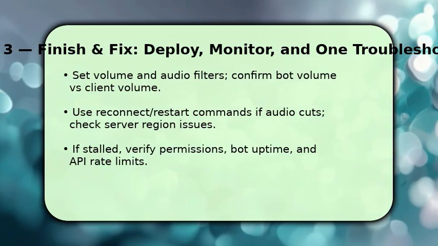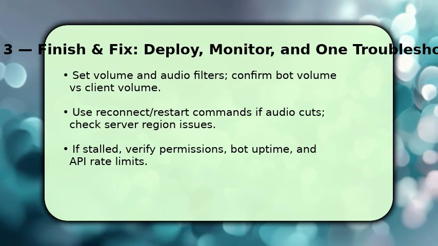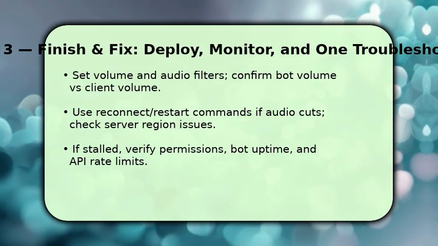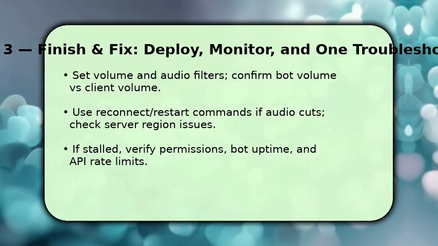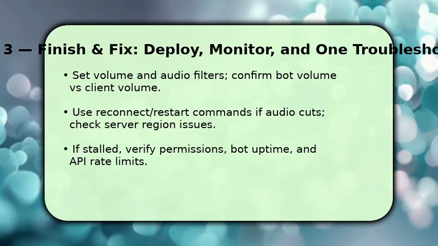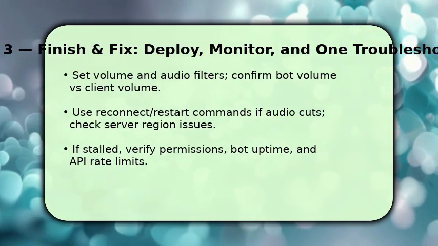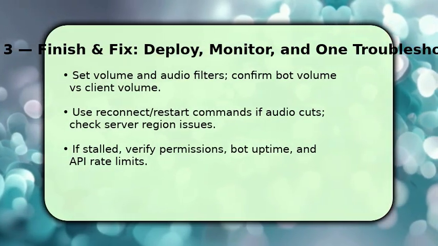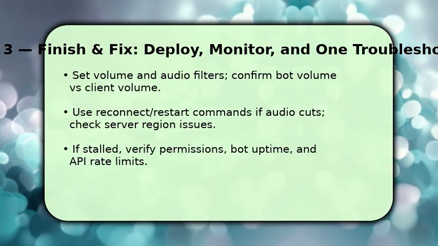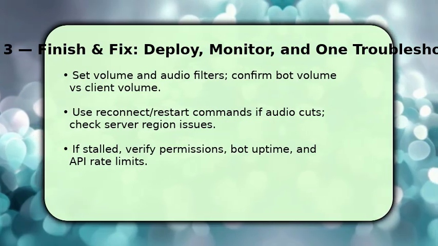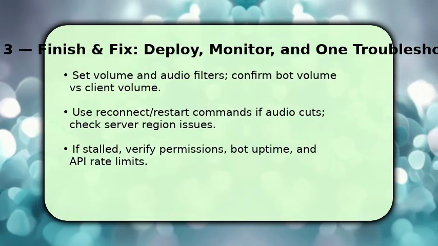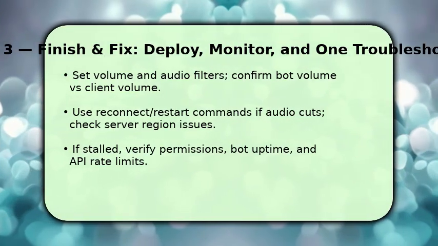Finish by tuning playback and addressing problems. Set the bot's volume and any audio filters, and remember to compare bot volume versus your client volume for balance. If audio cuts or lags, try a reconnect or restart command. Make sure the server region or voice settings aren't interfering. When things still fail, verify permissions, check the bot's uptime or status, and watch for API rate limits. These are common causes. If needed, re-invite or contact the bot maintainer for deeper diagnostics.